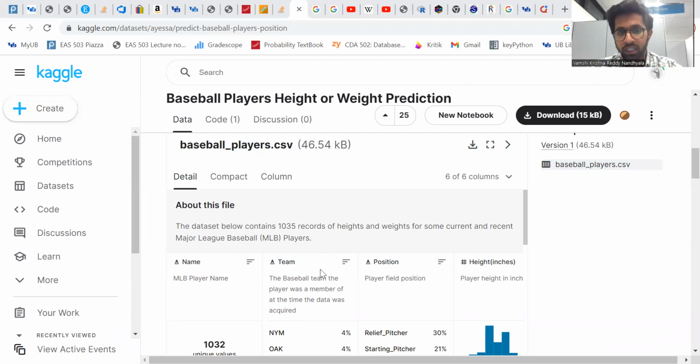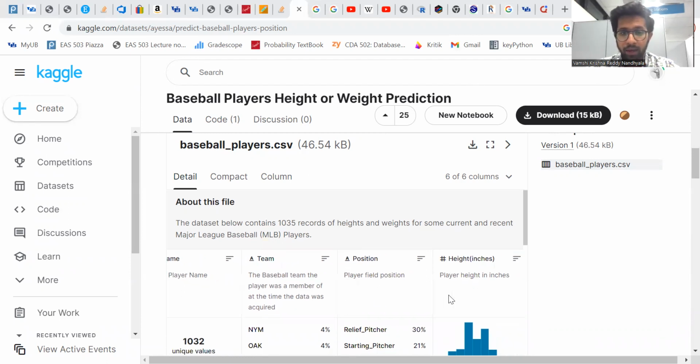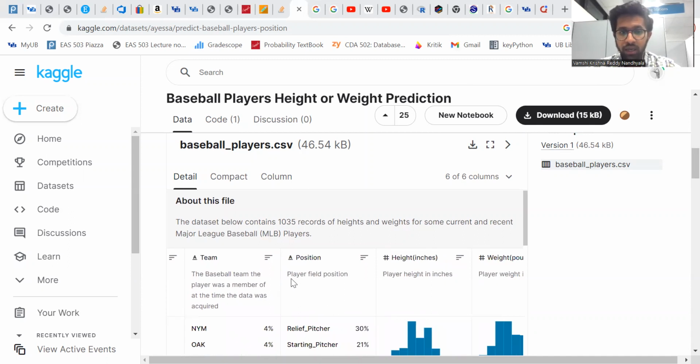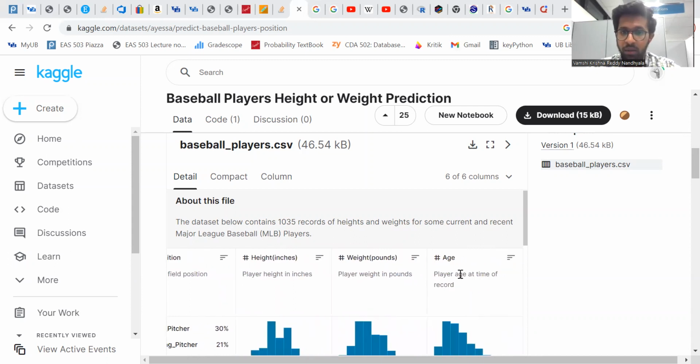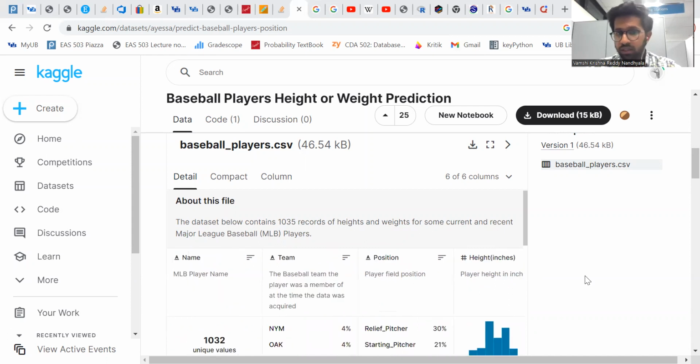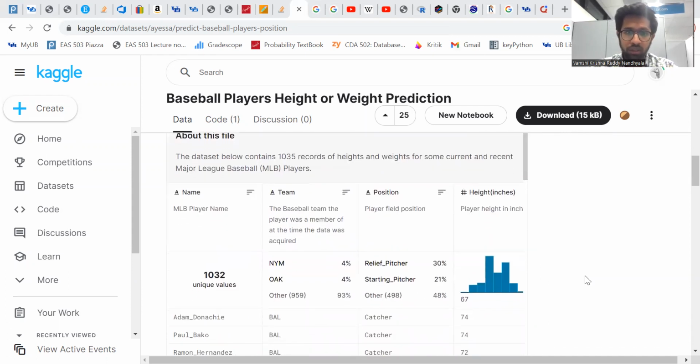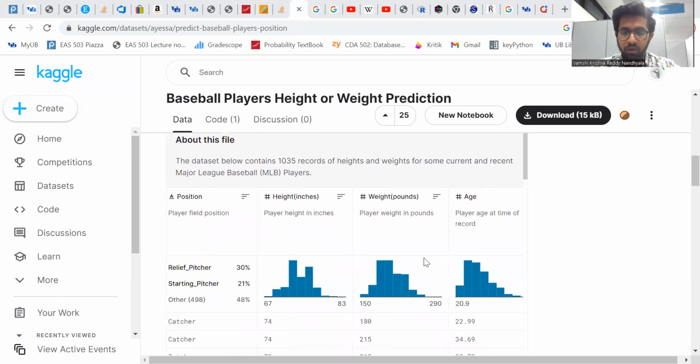And we also have the team column. This team column tells us the baseball team the player was a member of at the time the data was acquired. We also have position, which gives us the player's field position, and height in inches, weight in pounds, and player age at the time of record. In this data set we have 1032 records and six columns.